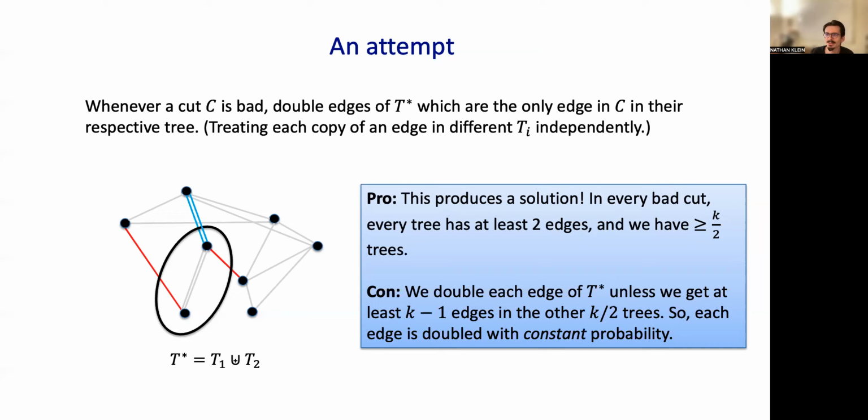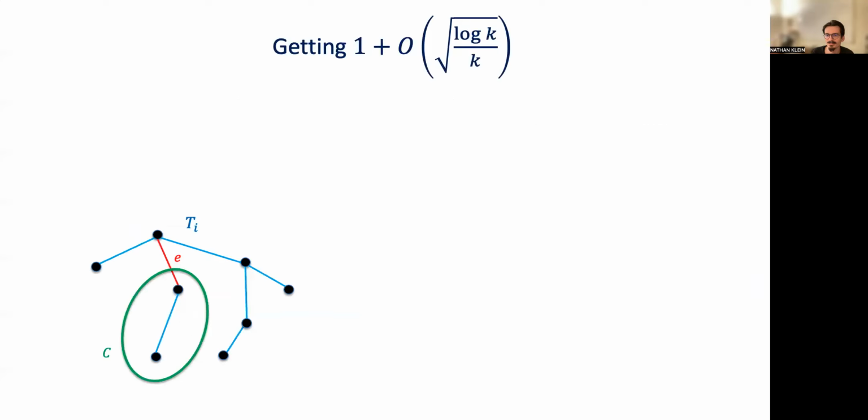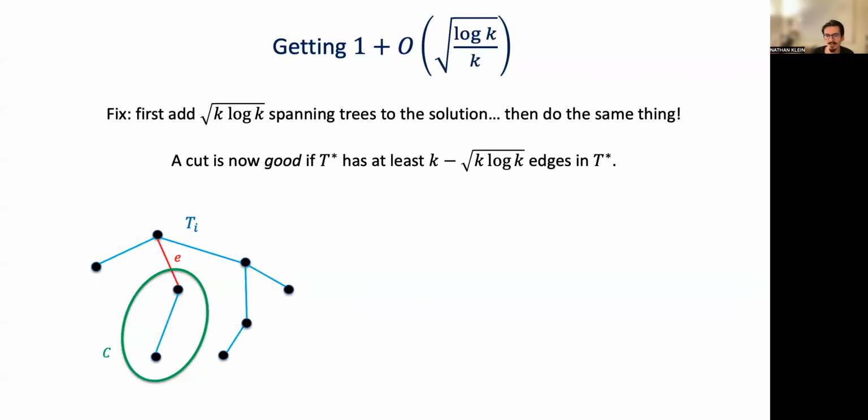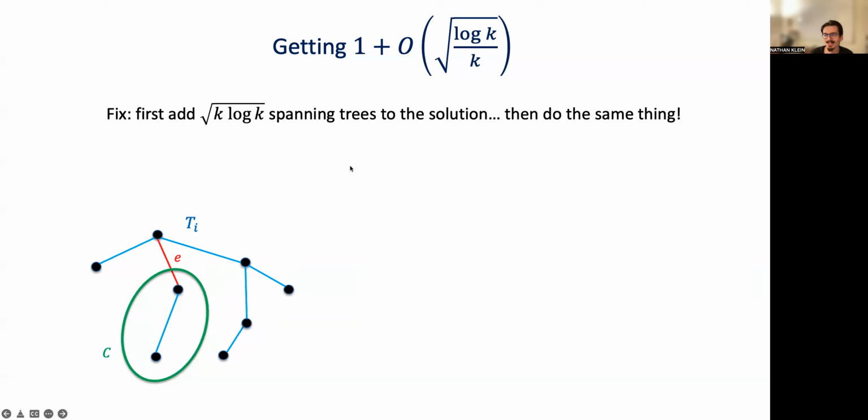So we want to try to avoid this. How do we fix this problem? First, we're going to add square root of k log k spanning trees to the solution. That number might ring a bell.